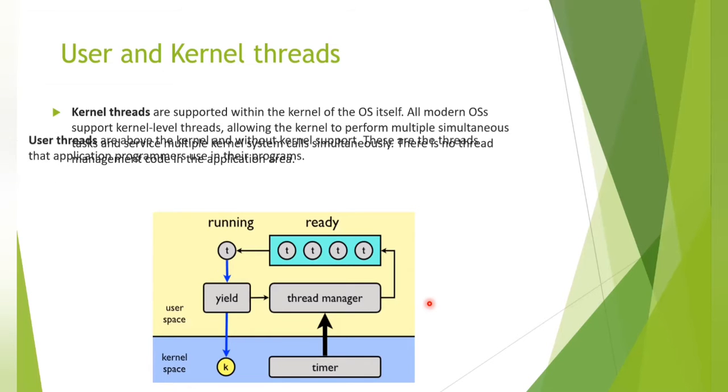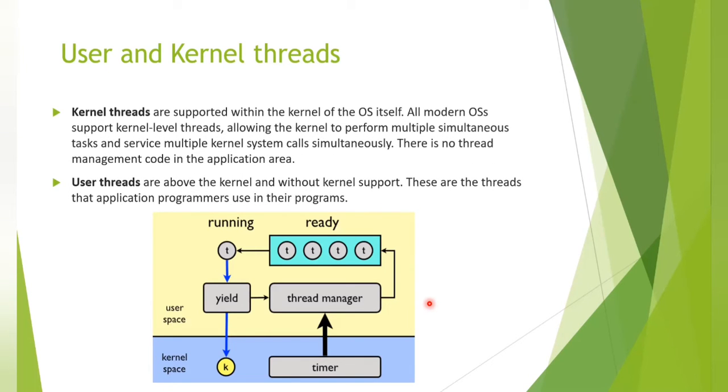Now let's see user threads. User threads are above the kernel and without kernel support. These are the threads that application programmers use in their programs. The kernel is not aware of the existence of user threads. The thread library contains code for creating and destroying threads, for passing messages and data between threads, for scheduling thread execution, and for saving and restoring thread context.